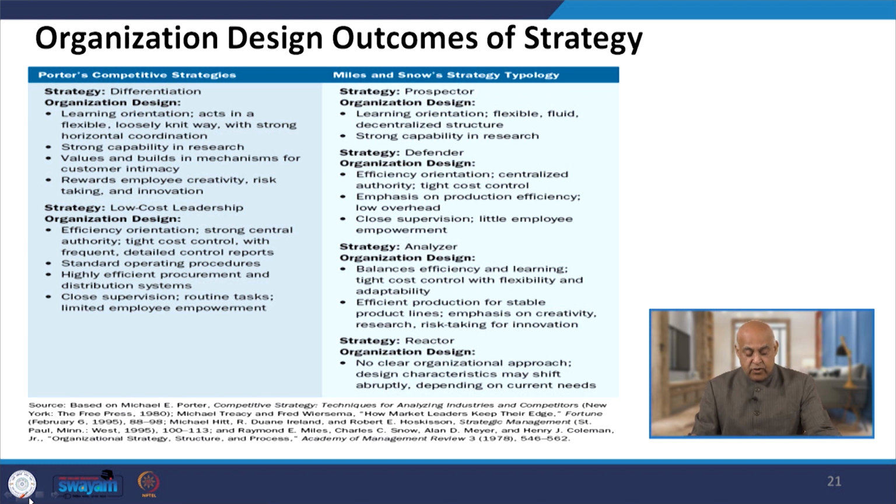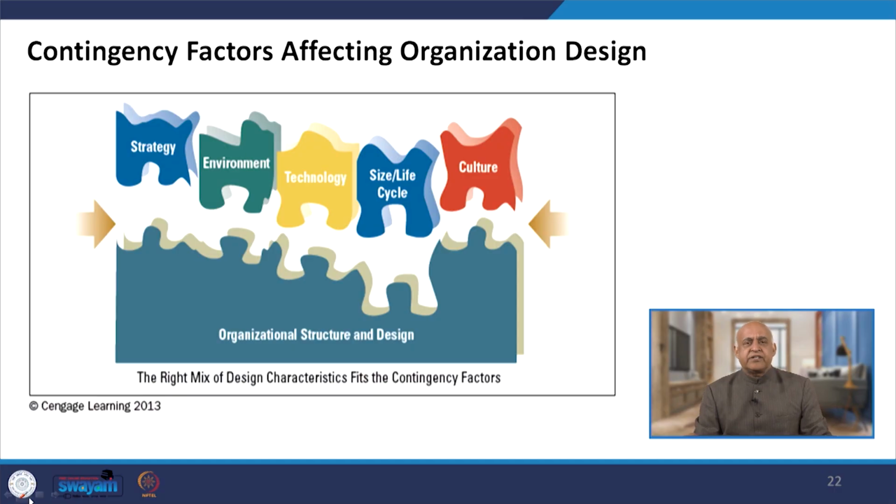For the reactors, there is no clear organizational approach, and design characteristics may shift abruptly depending on current needs. Accordingly, the organization design outcome will differ for the different types of strategies. Now, these are the contingency factors affecting the organization design.